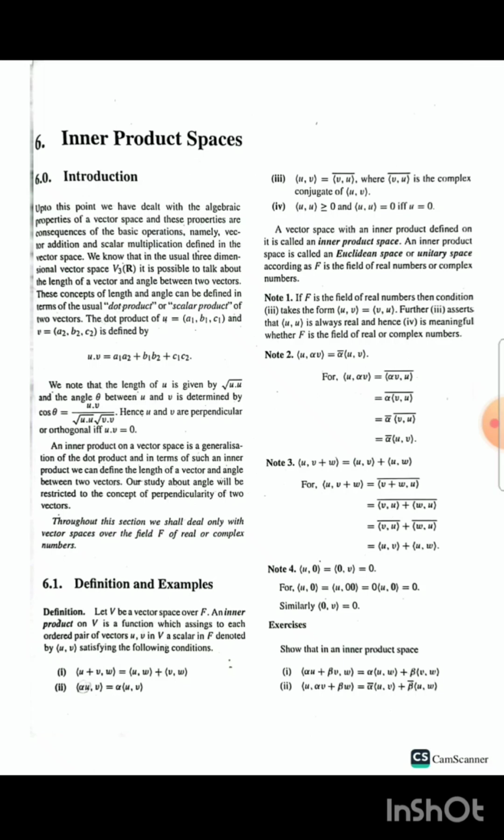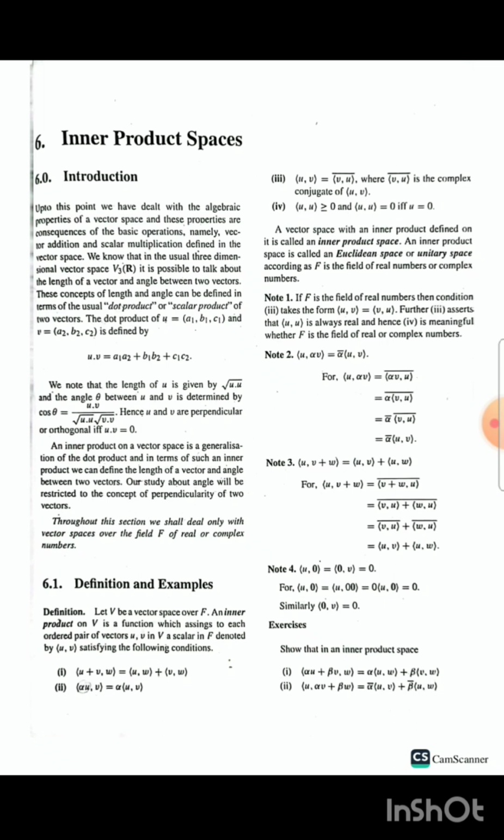These concepts, the angle and the length, are defined in terms of dot product and scalar product. So length is using the dot product and angle is using the scalar product of the two vectors. The dot product of u equal to a1, b1, c1 and v equal to a2, b2, c2 is defined by u dot v equal to a1 into a2 plus b1 into b2 plus c1 into c2.